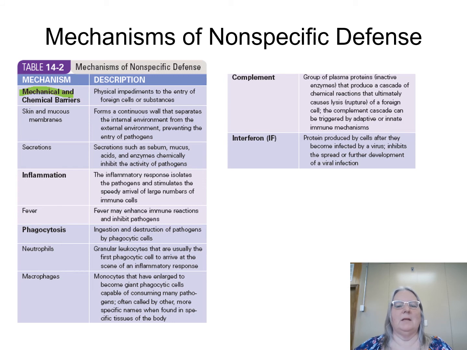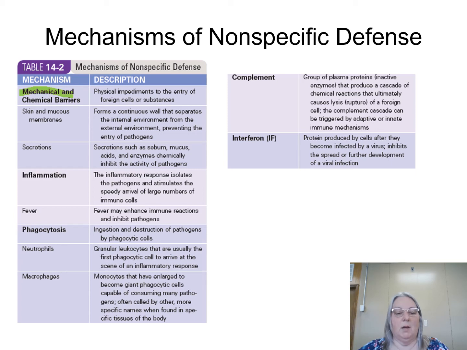Okay, the mechanism of non-specific defense. We have a chemical barrier, which prevents foreign substances from entering the body, which are your mucus and your secretions. You have inflammation that produces a defense, and the defense is the fever. You have phagocytosis, and with phagocytosis the neutrophils are the first ones to get there, and they will phagocytose and trigger the inflammation response.